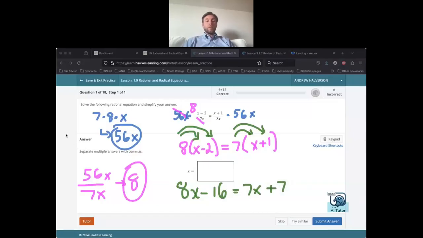And just remember your process from this point. I need to subtract 7x from both sides. And I need to do what? Add 16. So that gives me a final answer of x equals 23.